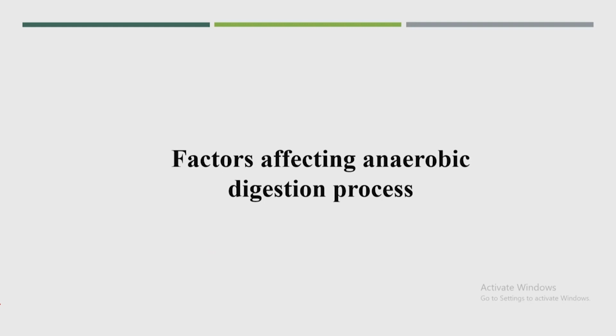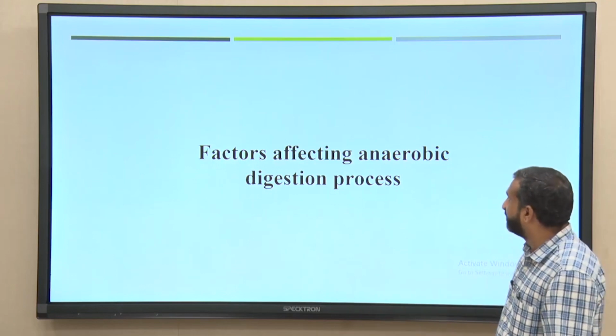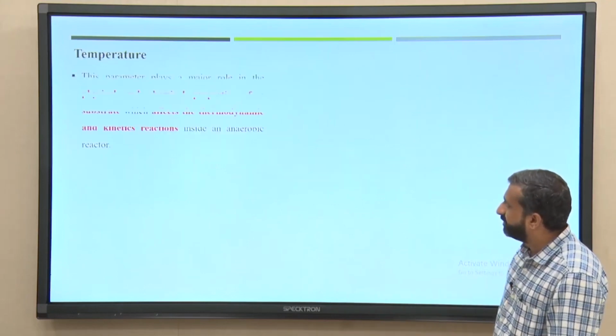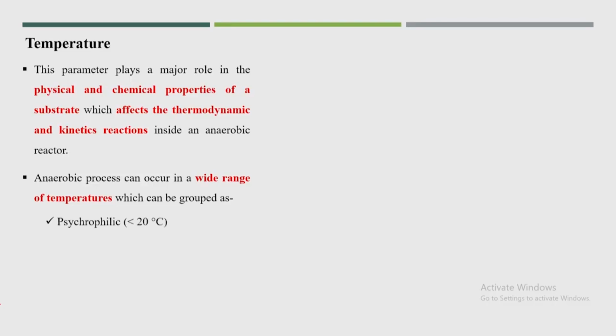Now, once we know the different stages of the anaerobic digestion process, we will go for the factors affecting the anaerobic digestion process. First is temperature. This parameter plays a major role in the physical and chemical properties of the substrate, which affect the thermodynamics and kinetics of reactions inside the reactor. Anaerobic processes can occur over a wide range of temperature, which can be grouped as psychrophilic, less than 20 degrees, mesophilic, 20 to 45 degrees, and thermophilic, 45 to 65 degrees centigrade.